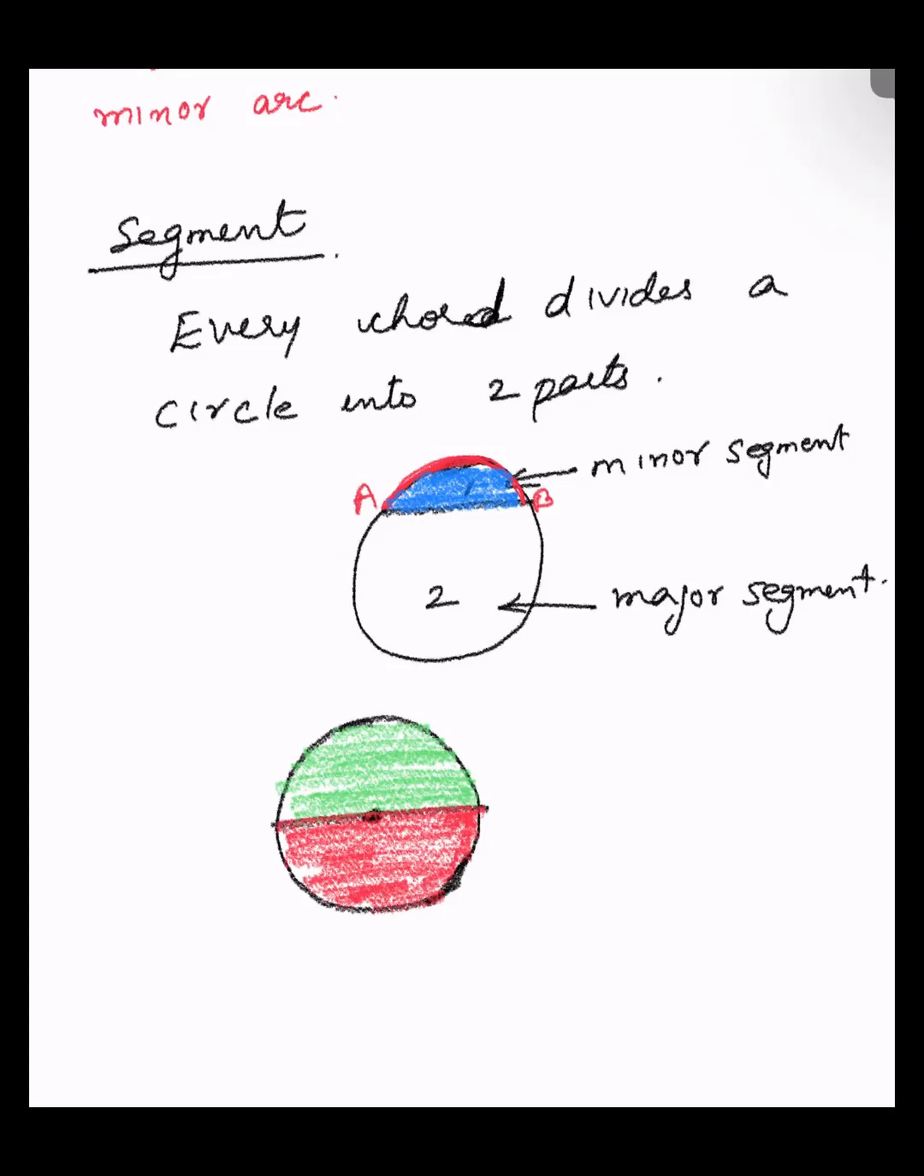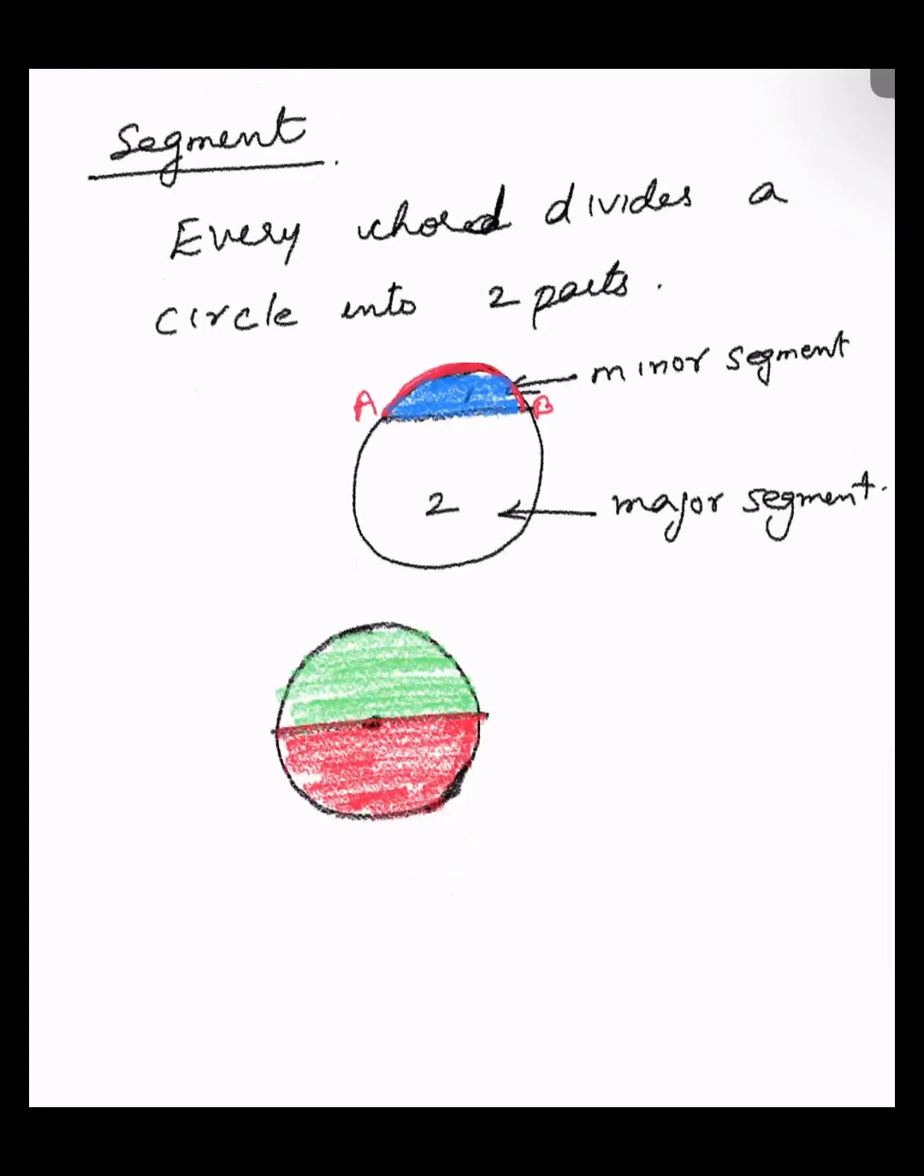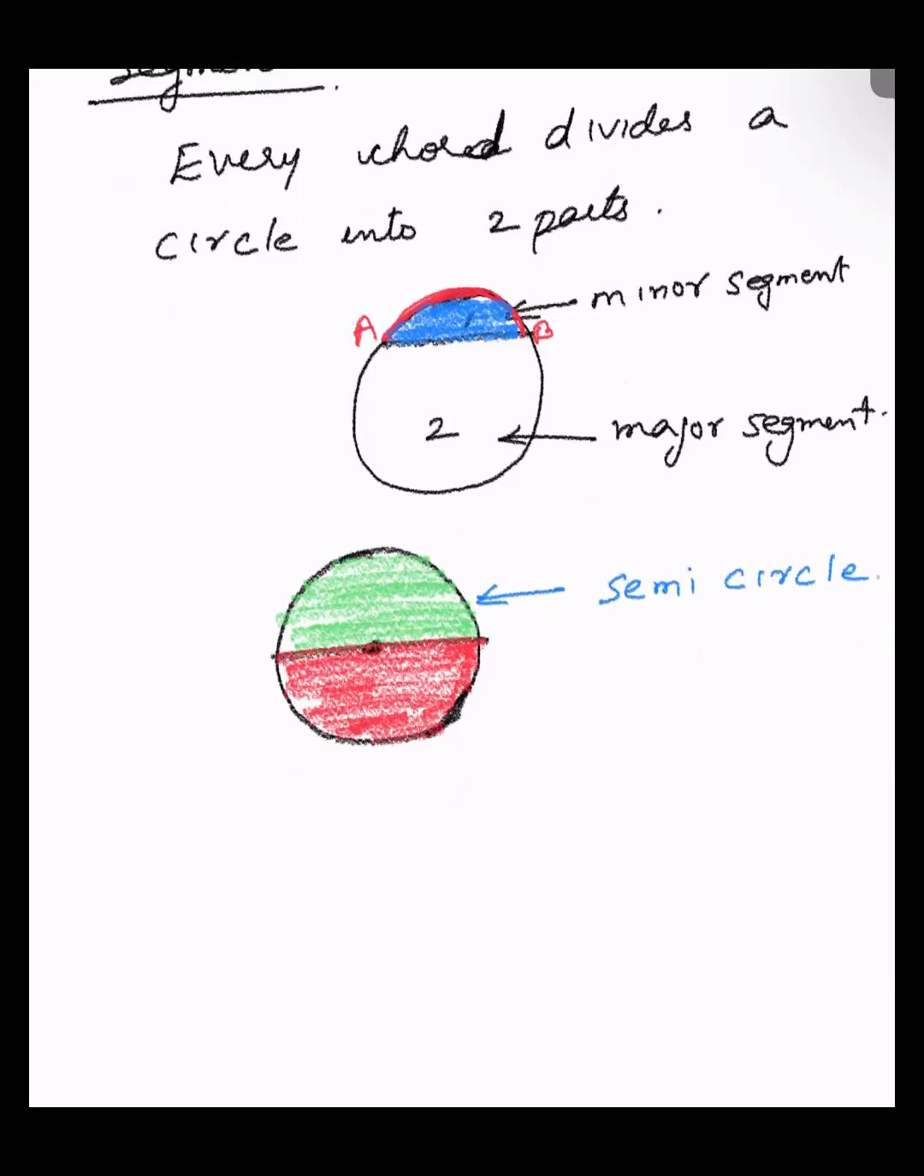So anyway, coming back. When the chord is the diameter, it actually divides the circle into two equal segments. There is no minor segment, there is no major segment. Both are equal. So in this case, you don't use the word segment. What do you use? You use the word semicircle. When the chord is the diameter, it is dividing the circle into two equal halves, and you call it semicircle.